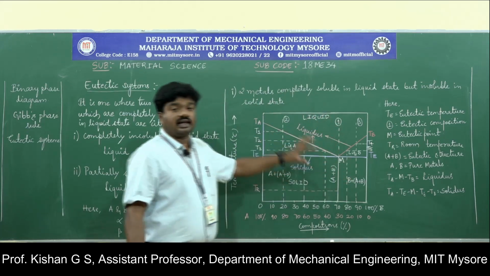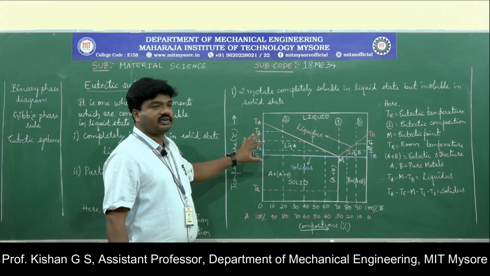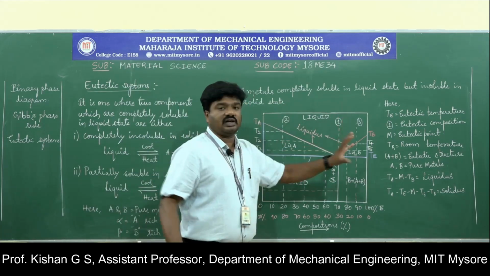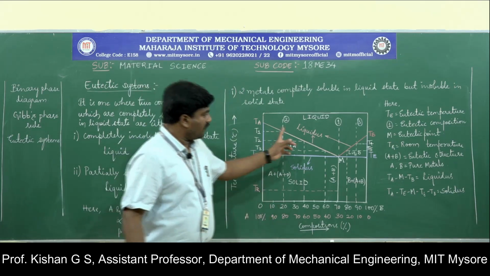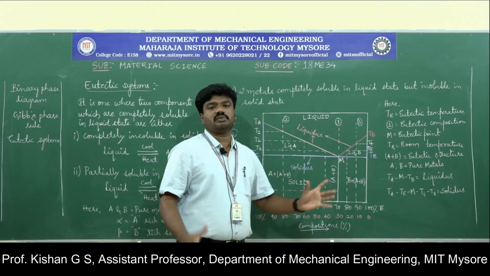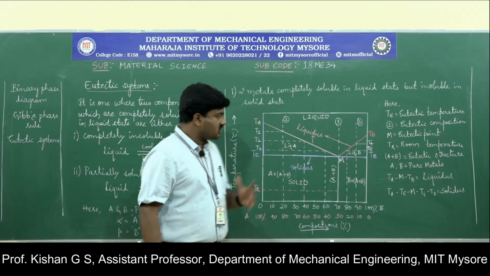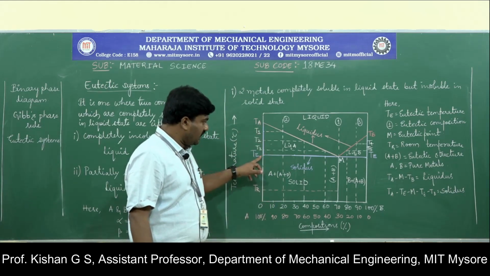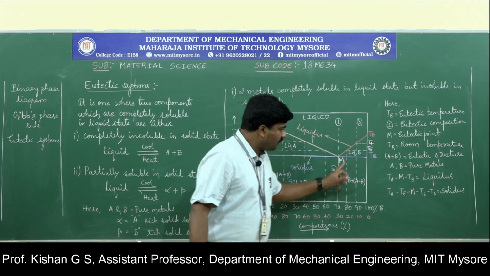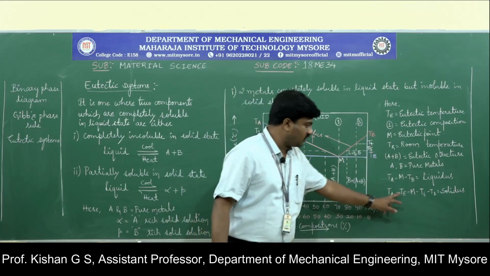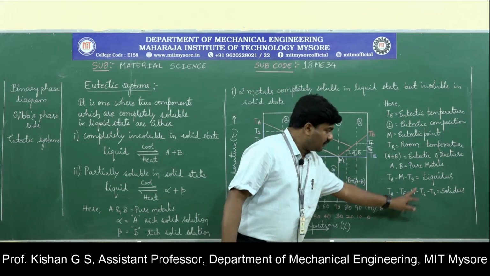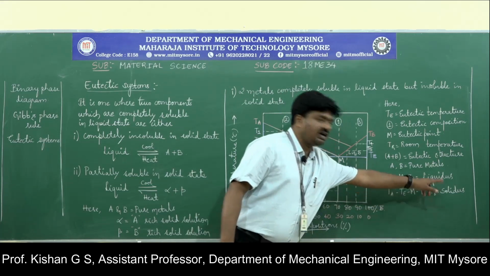Means that in a eutectic system, as per the definition, both the metals A and B will be completely soluble in the liquid state. Above the liquidus line, both the metals will be completely soluble. Similarly, TA to TE, TE to M, M to TE, TE to TB is the solidus line, that is represented TA to TE, TE to M, M to TE and TE to TB as solidus.